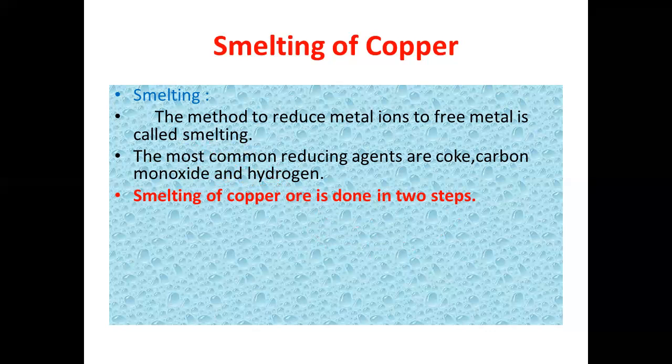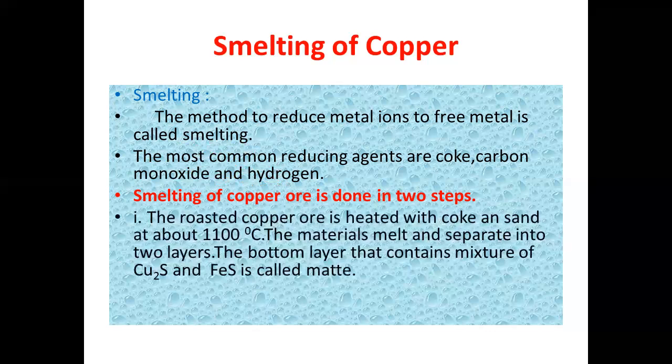Smelting of copper ore is done in two steps because in the first step it was converted into the sulfides of copper and iron, copper sulfide and iron sulfide, which are combinedly called matte. So the roasted copper ore, in which the copper is converted into copper sulfide and iron sulfide, is heated with coke and sand at about 1100 degrees centigrade.